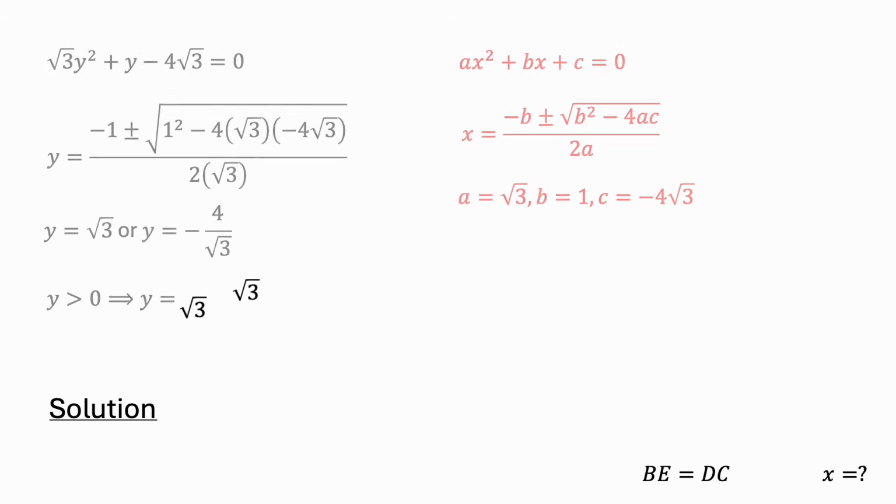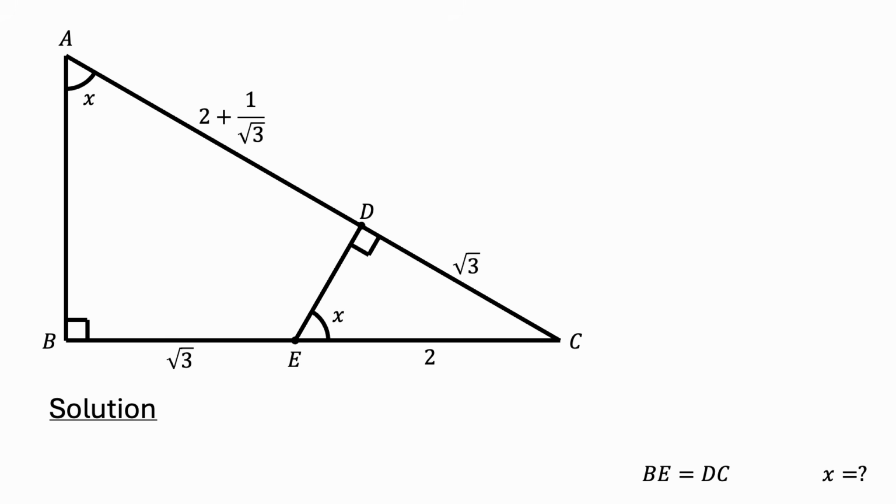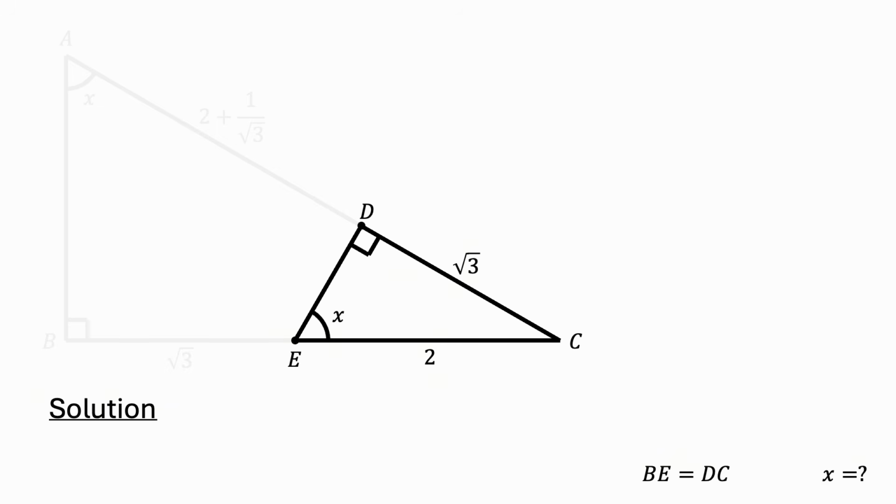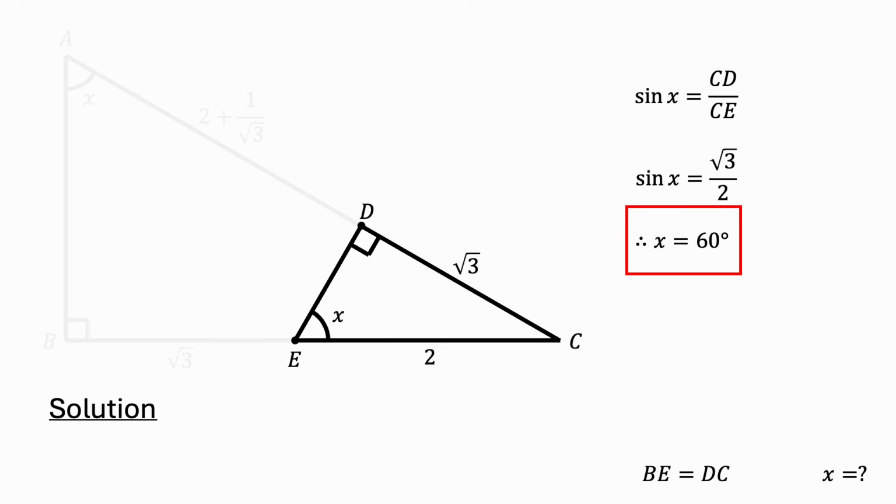Next, let's return to the diagram. Consider right triangle CDE. We have sine x equals CD over CE, so sine x equals square root 3 over 2. Therefore, x equals 60 degrees, which is the answer.